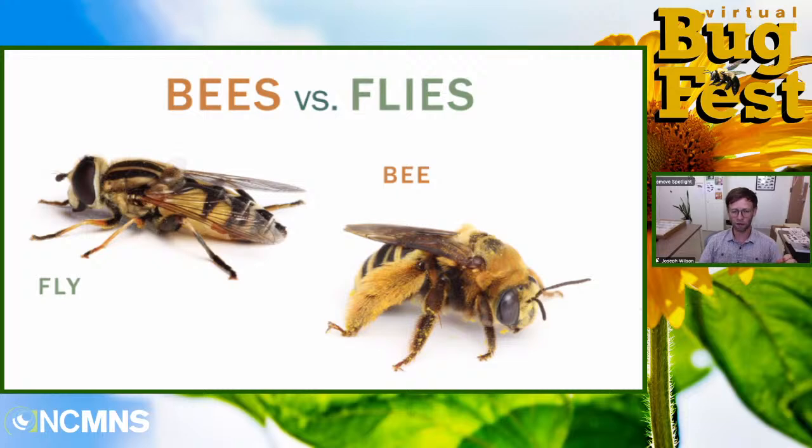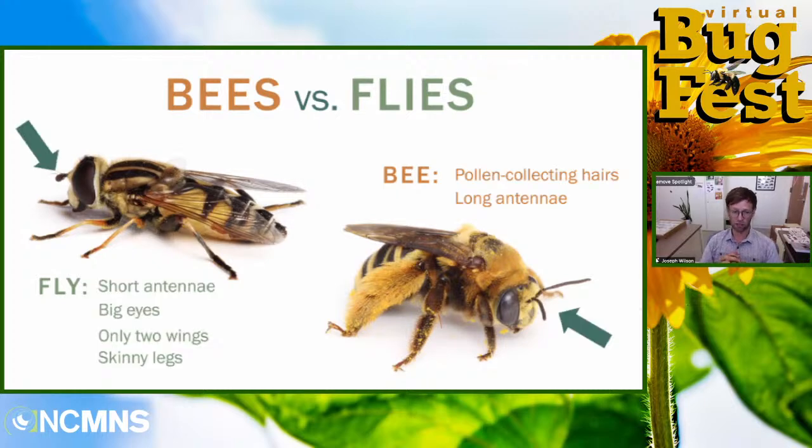These are the differences that I often notice. My kids have learned this too. When we go out in the front yard, they generally start by looking at the face. So flies, especially the flies that look like bees, have really short antennae. Bees, on the other hand, have longer antennae. Flies have really big eyes. Notice the eye on that fly on the left is filling like the whole half of its head. The bee's eyes are relatively smaller. Skinny legs on the fly. The fly does not have pollen collecting hairs. The bee does have thick, stout pollen collecting hairs on its pretty robust legs.